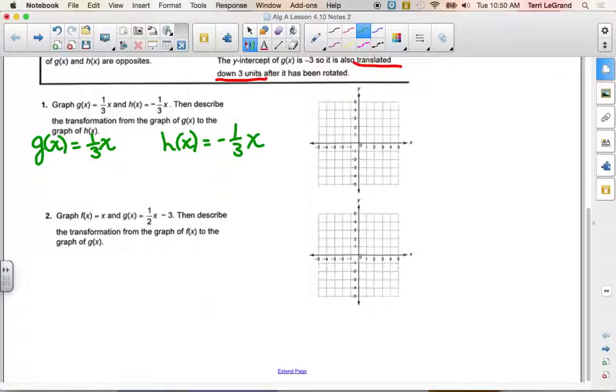Okay? So what do we have to identify for both of them, every single time we do this? The slope and the y-intercept. So the slope of this one and its y-intercept, the slope of this one and its y-intercept. First of all, we need those to help us graph them too, don't we? Okay, so the slope of g of x is 1/3, and the y-intercept is 0. The slope of h of x is -1/3, and its y-intercept is 0.